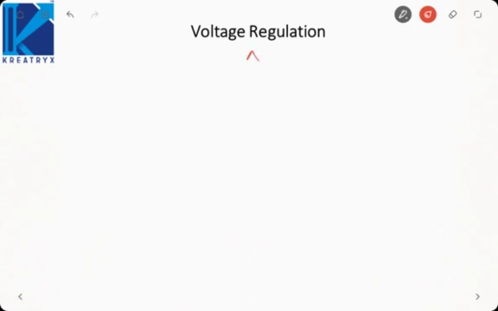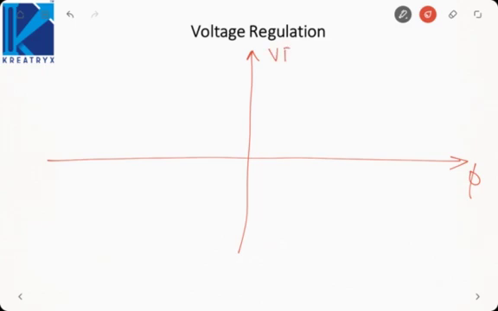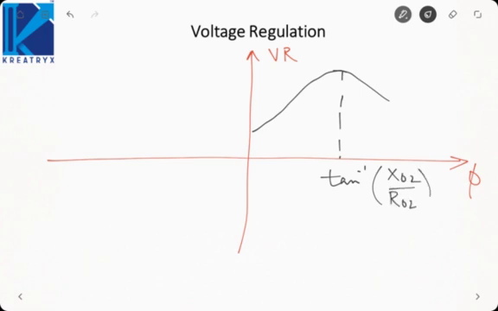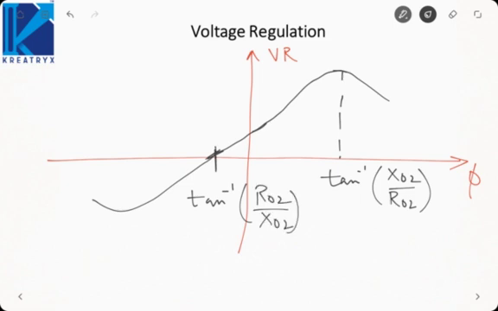So, if we draw the curve of voltage regulation versus phi, this is phi, this is my voltage regulation. How will the curve look? For lagging power factor load, the voltage regulation will always be positive. It passes through a maximum at an angle of tan inverse of X02 by R02. Then for leading power factor, it will go to 0 and then it will become negative. It goes to 0 at tan inverse R02 by X02. At this angle, it will go to 0.